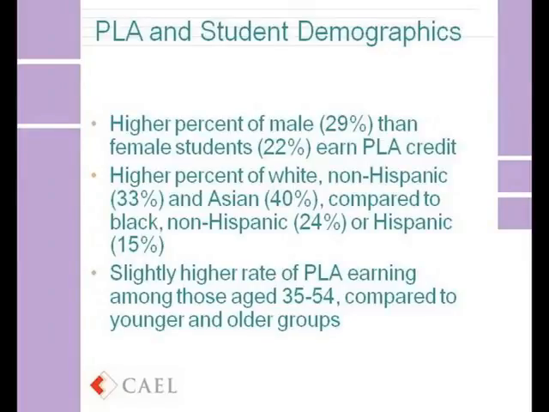For me, an interesting statistic is that there was a slightly higher rate of PLA among people aged 35 to 54 compared to younger and older groups. Off the top of our heads, we could understand that people 35 to 54 might have had more learning from experience outside the college classroom than younger students and might feel more confident about it, and therefore submit a portfolio, but we're not sure why older groups did not feel the same way.